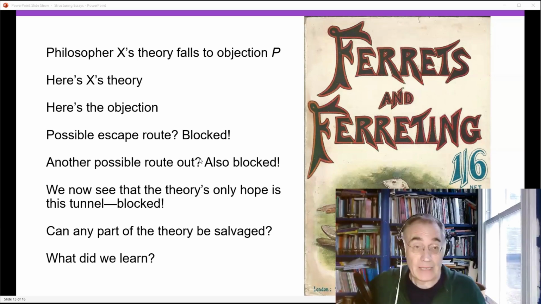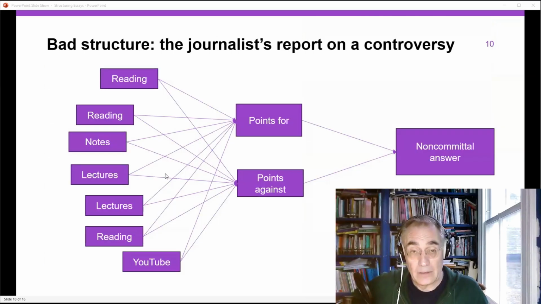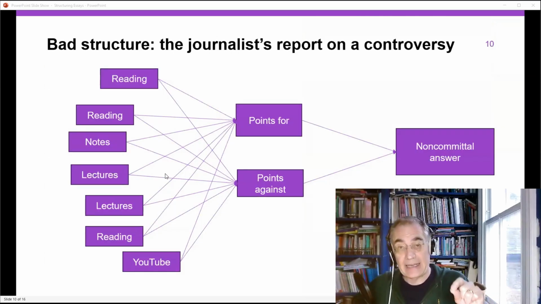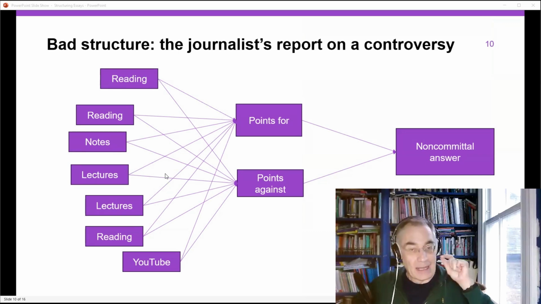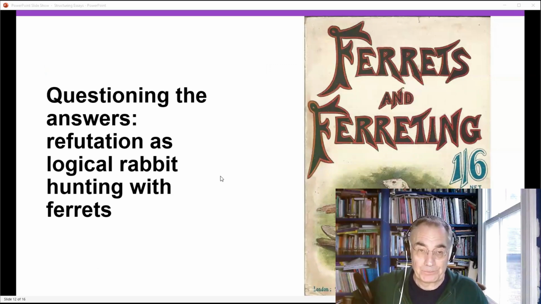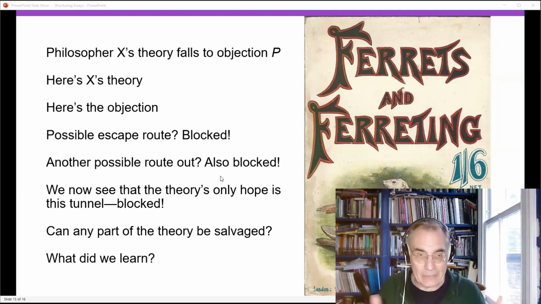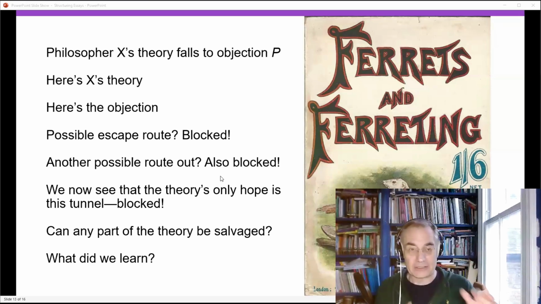The other thing to notice is that if you do it this way, you will say all the same things as you say in the journalism report, right? All of the same points that you would have made in this kind of non-committal journalism report will also come up in the rabbit hunting refutation. It's just that they won't just be a list anymore. They will naturally come up as you work your way through the business of blocking off the various escape routes. Right? So that rather than just having two lists, for and against, you have this naturally occurring structure.